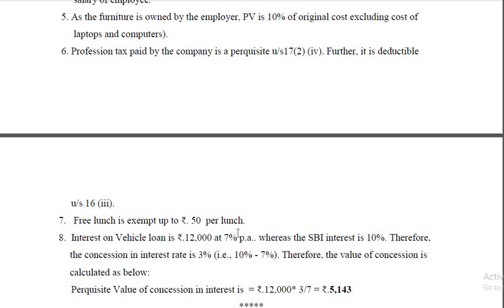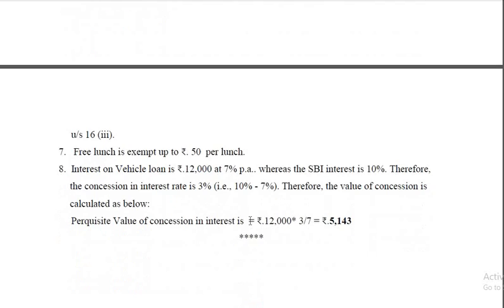I have already explained. Free lunch is exempt up to ₹50 per lunch. So here it is 80 minus 50, 30 per lunch is taxable for 300 days. Interest on vehicle loan is 12,000 at 7% per annum, whereas the SBI rate is 10%. Therefore, the concession in interest rate is 3%, that is 10% minus 7%.